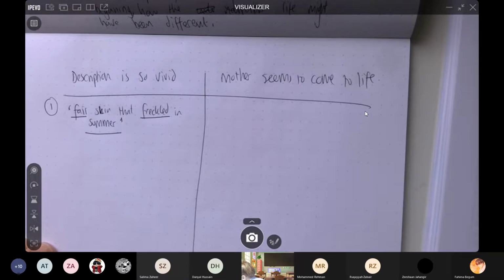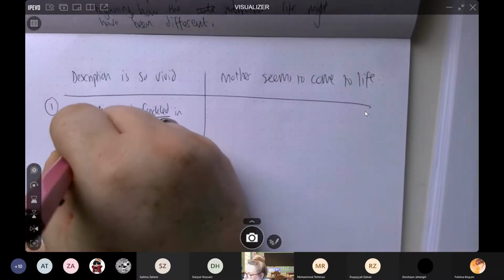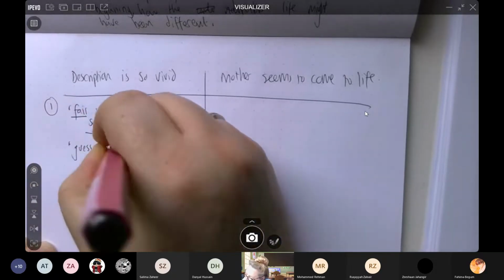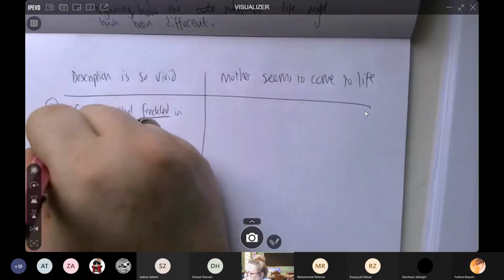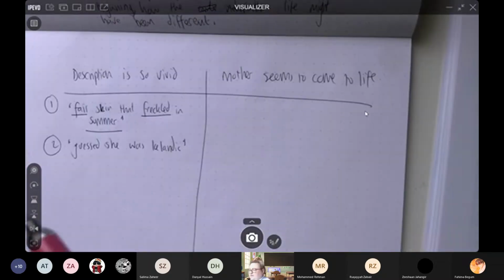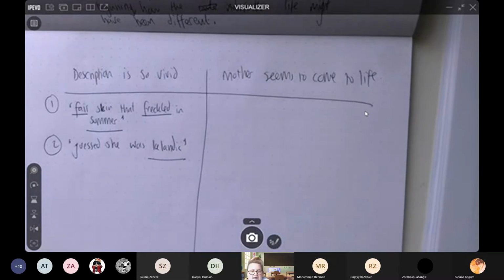I might also explain that I might, for example, look at that idea about her cheekbones, but I'm going to go for guessed she was Icelandic. I'm going to choose that example because for me, that again is something that makes it really vivid. And I'm going to talk about how that idea of Iceland helps me. Now, we haven't got a huge amount of time left, so I'm just going to do 2 examples for each because I want to do a little bit of modelling of the writing as well.